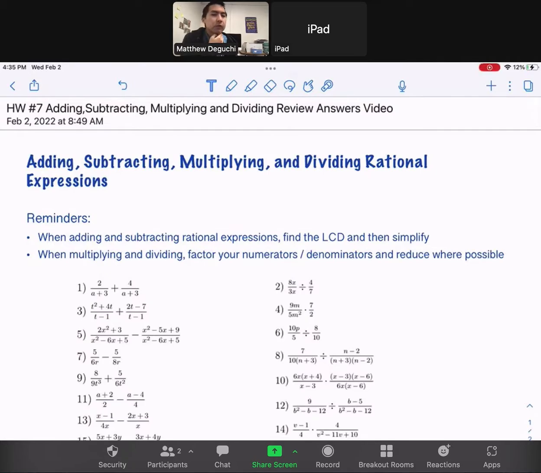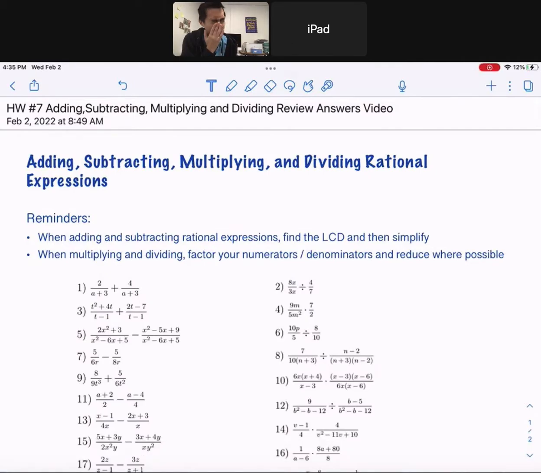Hey guys, so here's your homework number 7 on your guys' rational expressions review: adding, subtracting, multiplying, and dividing rational expressions.